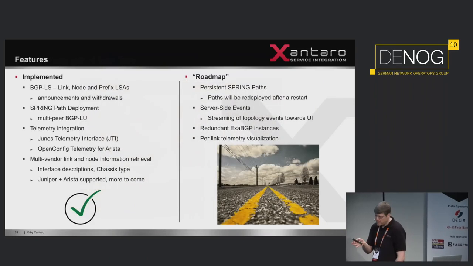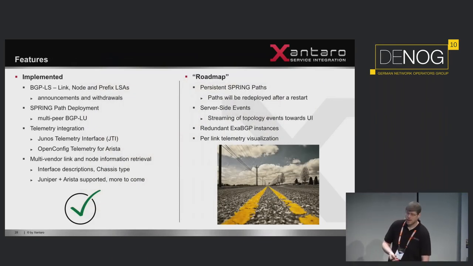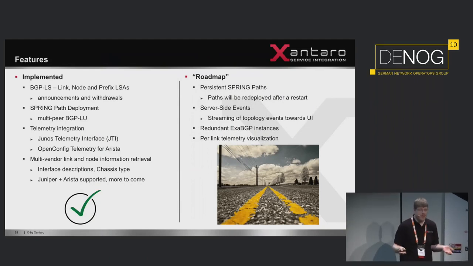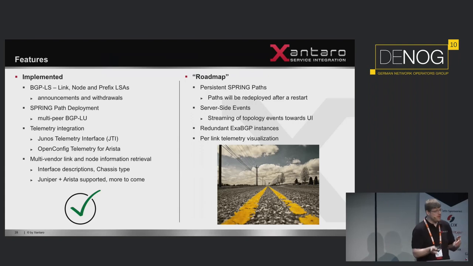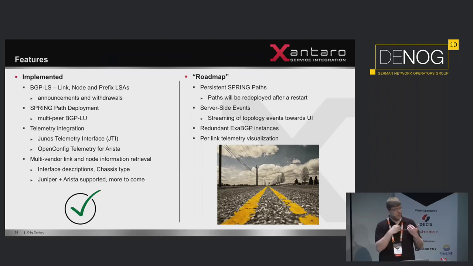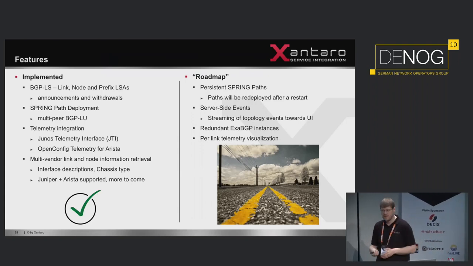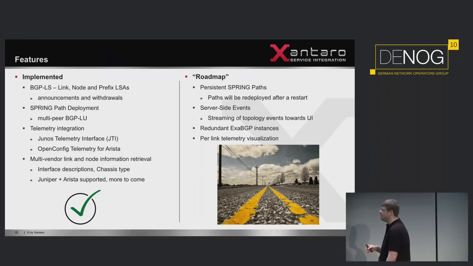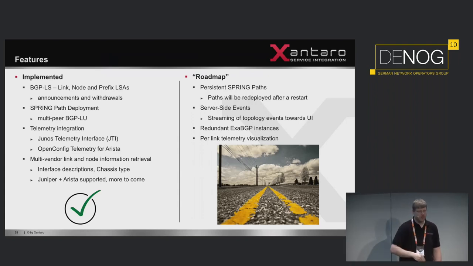So far, it has a couple of features I've already shown. It gets specific information via BGP-LS to actually build this infrastructure. There is the BGP Spring, BGP-LU Spring/SR path deployment, which I briefly showed you. There is the telemetry integration for a couple of vendors. There is multi-vendor, only two vendors so far for gathering additional information, but this might grow over time.